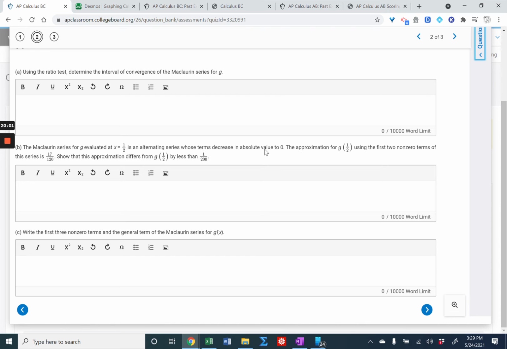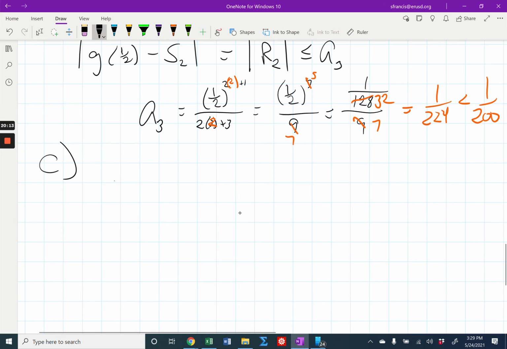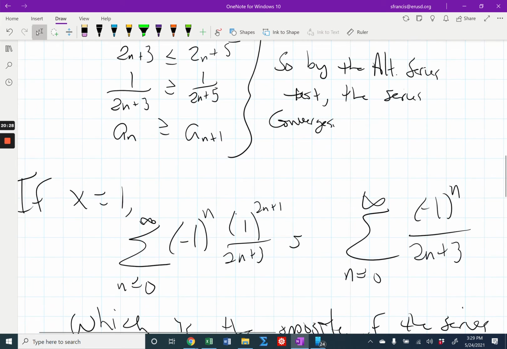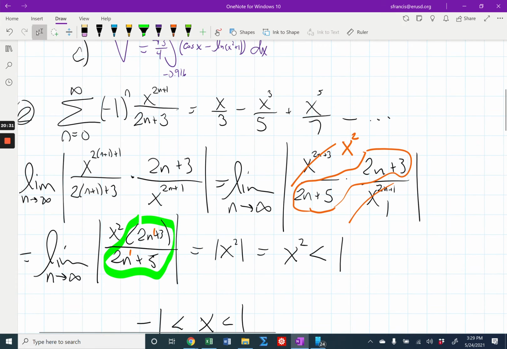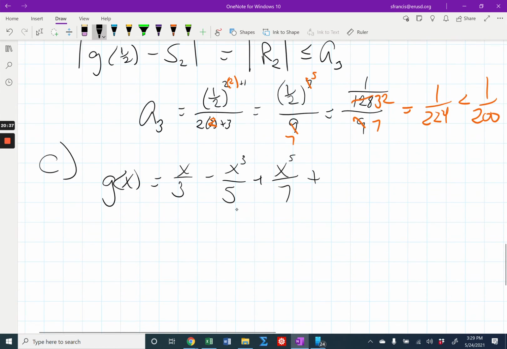Write the first three non-zero terms and the general term from the Maclaurin series for G prime of x. All right, so for part C, they told us that G of x is equal to x over 3 minus x cubed over 5 plus x to the 5 over 7. I hope I'm getting that correct. I should go back up and just copy it down. Yeah, and then negative 1 to the n. Okay. Plus dot dot dot. Actually, it should be a minus dot dot dot plus negative 1 to the n, x to the 2n plus 1 over 2n plus 3.